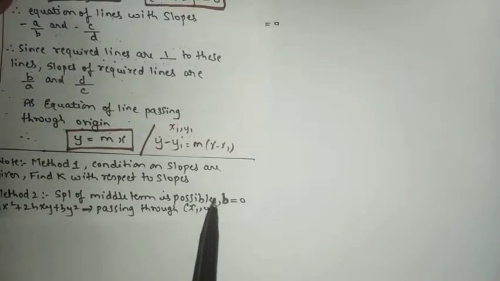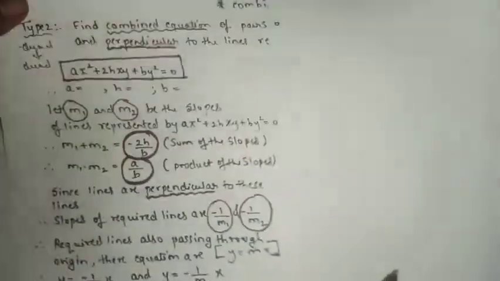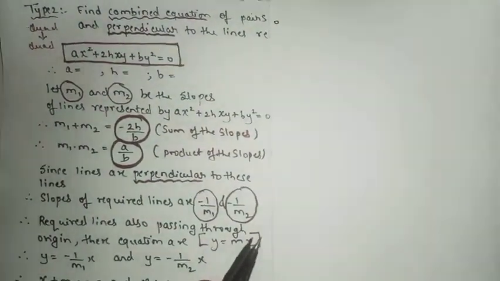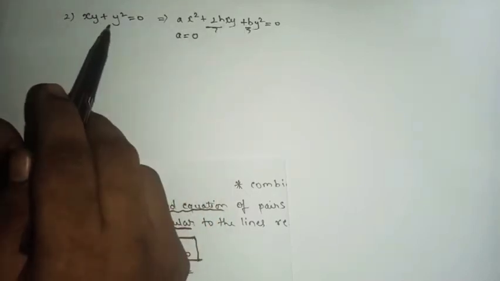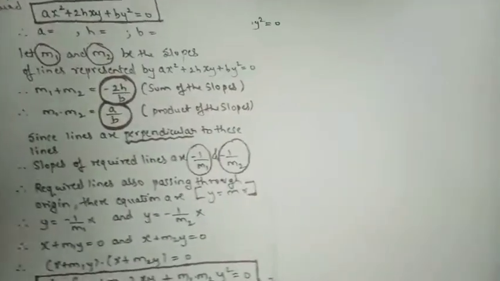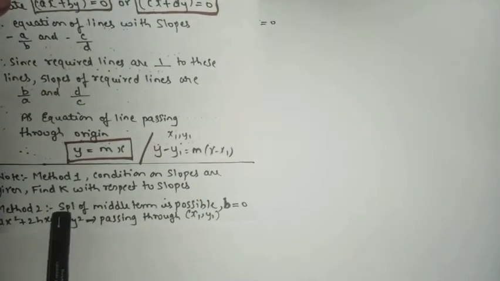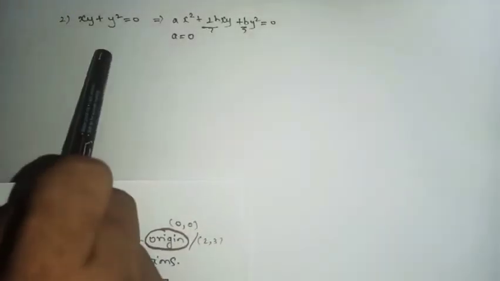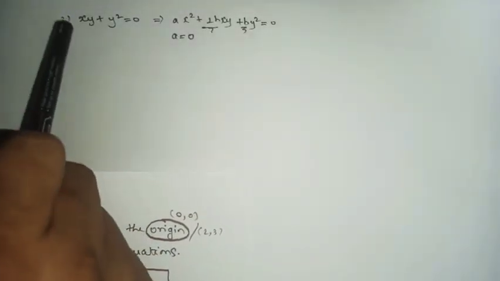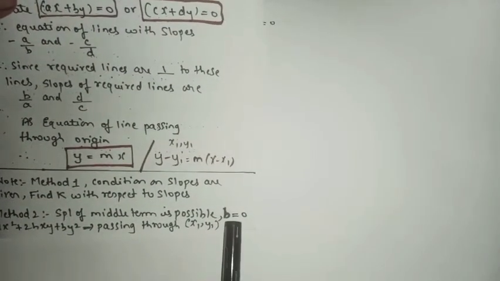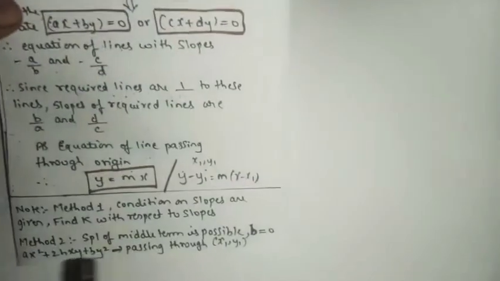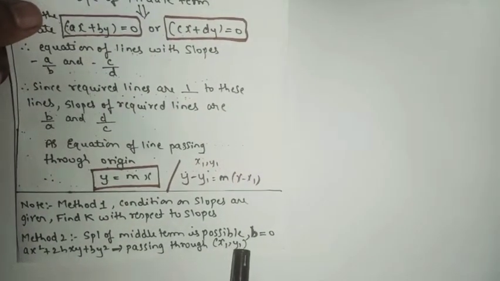And we know that when the coefficient of b is 0, we cannot apply method number 1. But here a is equal to 0 and b is equal to 1, so we can apply method number 1. Method number 2 is applicable when splitting of the middle term is possible. We cannot split here because the first term is absent. Also b is not equal to 0, and the line is passing through x1 y1.